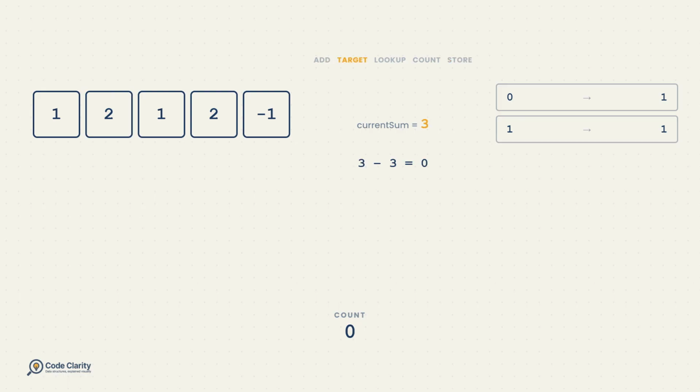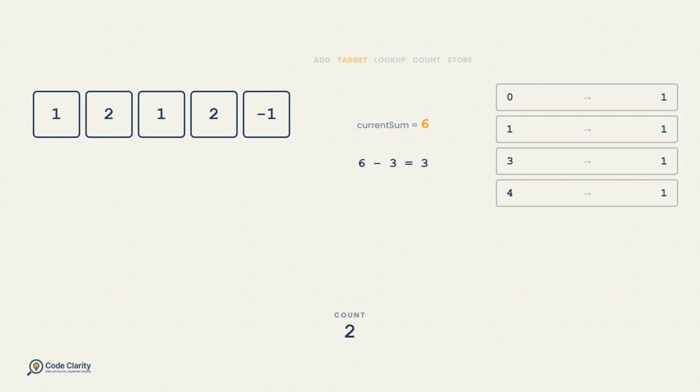Now add 2. Our running sum becomes 3. 3 minus 3 is 0. 0 is in the map. Once. So we've found our first valid subarray. Count becomes 1. Then we store the current sum. Next, add 1. Our running sum becomes 4. 4 minus 3 is 1. We've seen 1 once. Another valid subarray. Count becomes 2. Store 4.